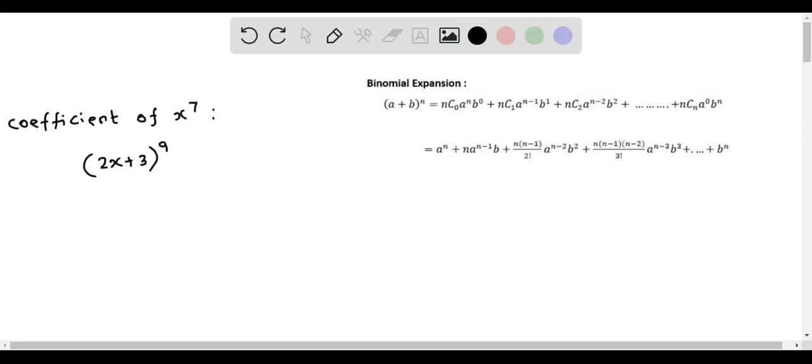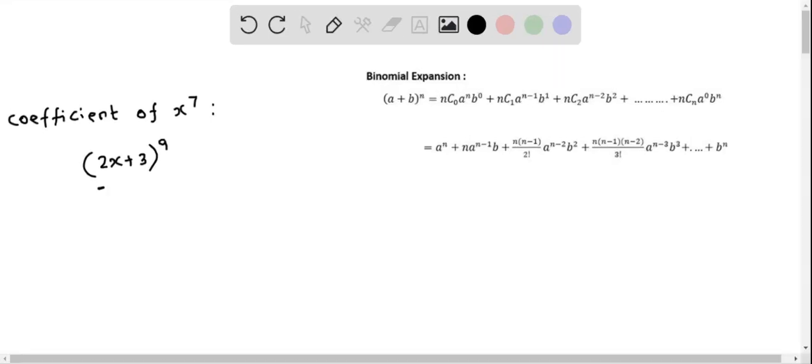We now write the coefficient of x power 7 in the expansion of (2x + 3) raised to the power of 9. For this, we can utilize the binomial expansion. It says that (a + b)^n equals nC0 a^n b^0 plus nC1 a^(n-1) b^1 plus nC2 a^(n-2) b^2 plus and so on, till the last term is nCn a^0 b^n.